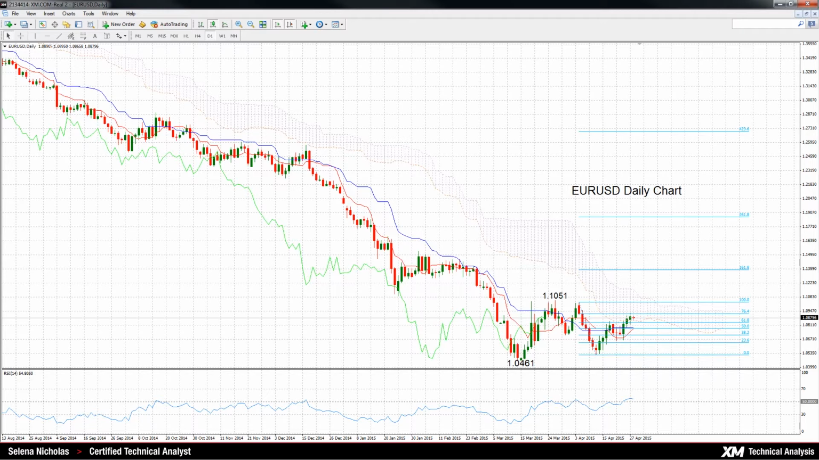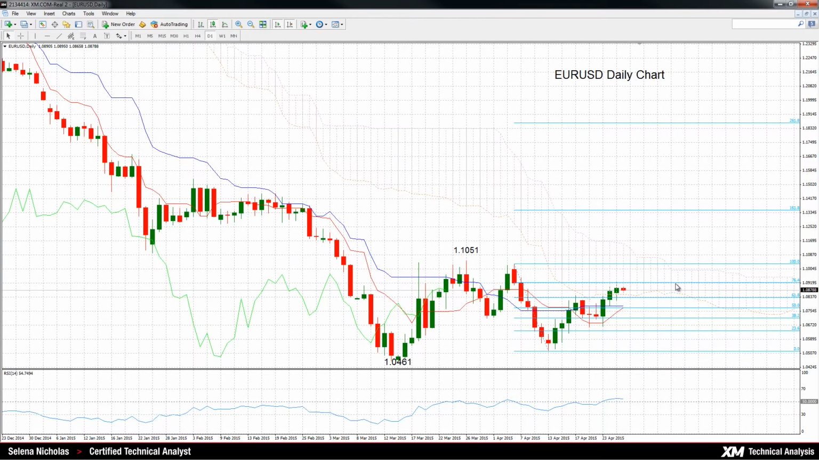Today we will look at euro dollar on the daily chart. EURUSD has found resistance at the 76.4% Fibonacci retracement level, and this is of the down leg from 1.1034 to 1.0519. So this level comes in at 1.0922.